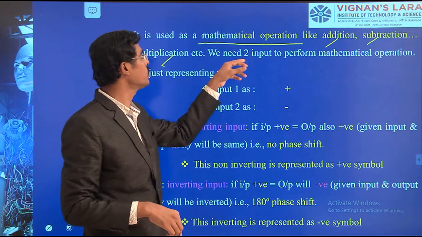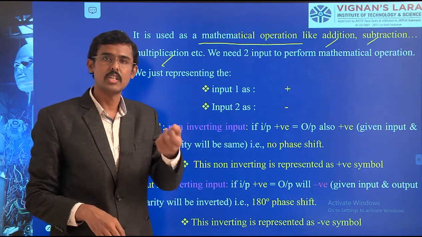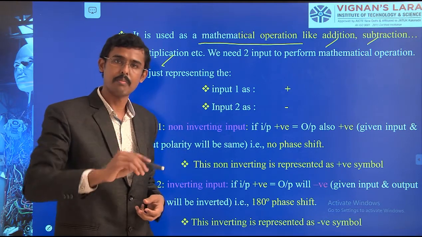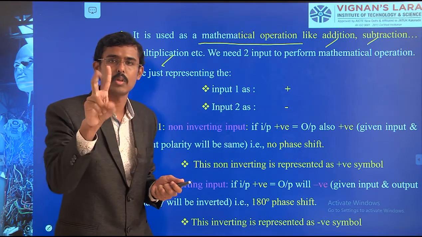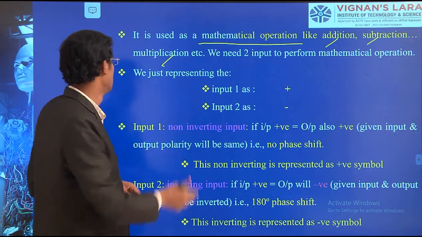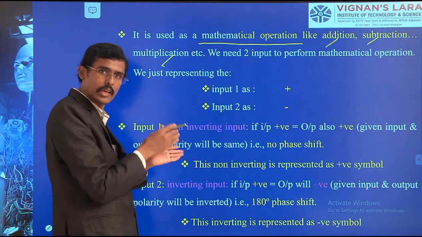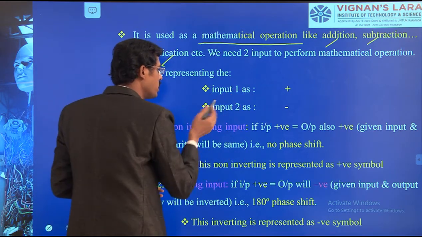We need 2 inputs to perform mathematical operations. We should compare one to one, meaning only one numeric value each. If you are keeping 2, it cannot be. 2 minus 4 it can do. Likewise, we are just representing the input 1 as positive. What I told you earlier is the same. Input 1 is positive, input 2 is negative.